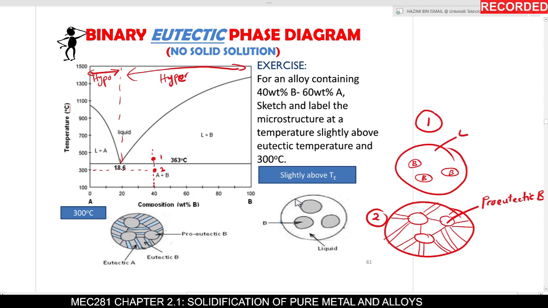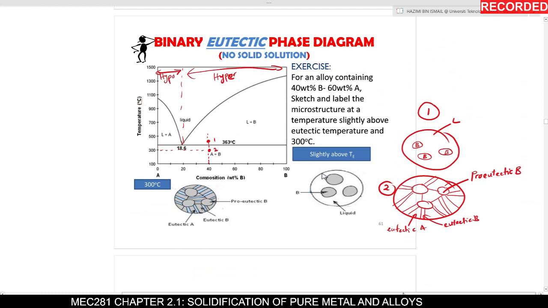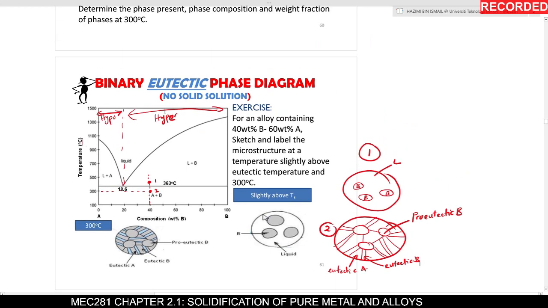And the other one, okay, this one is eutectic A, and this one is eutectic B. Okay, looks simple, but if you do not learn and you do not try by your own, it may look very complicated. Okay, once you understand how to read or how to look at the phase diagram, normally the steps and procedures are almost the same.